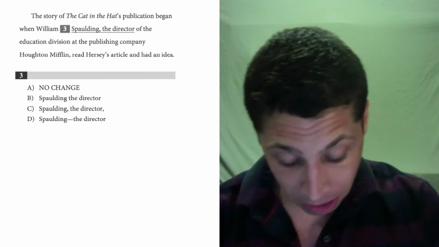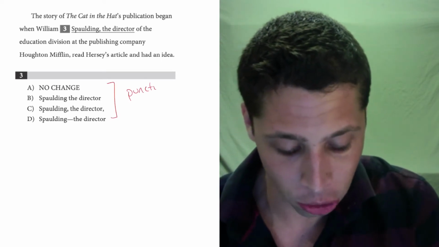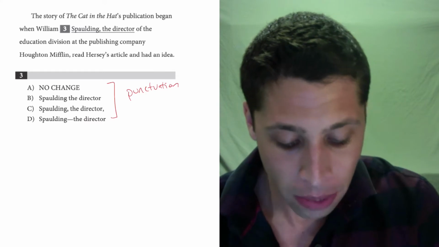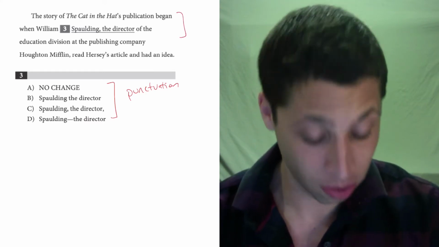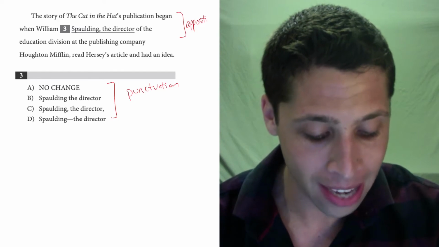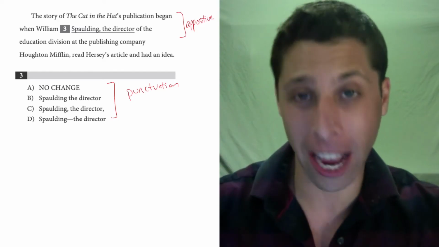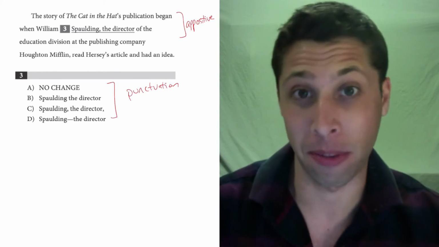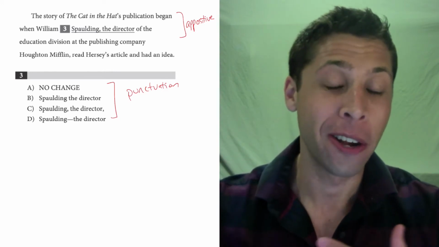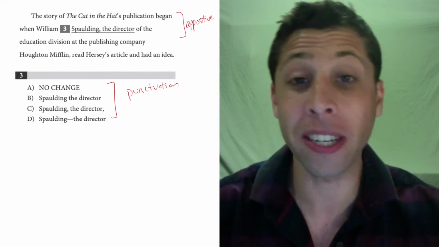So clearly, based on the choices here, we can predict that they're testing punctuation. But even just based on the structure of the sentence, hopefully we can tell that they're testing this rule called an appositive. Basically, it's when they add in a little extra information to define something or to give us another way of describing a person. It's usually a person, but it doesn't have to be.